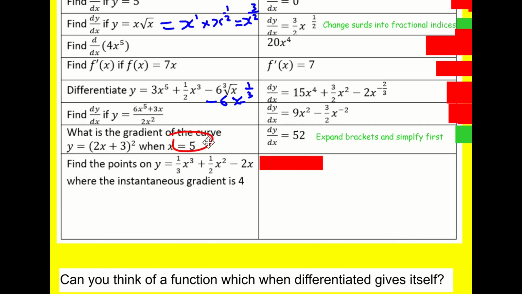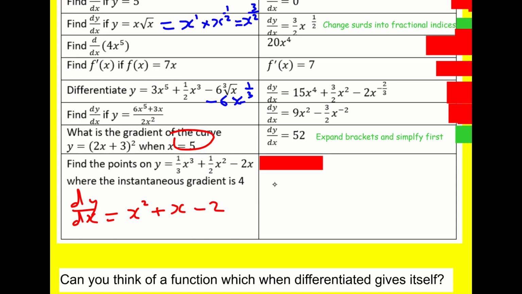Find the points on y equals 1/3 x cubed plus 1/2 x squared minus 2x, where the instantaneous gradient is 4. Well, first of all, we need to differentiate it. We need to find the instantaneous gradient everywhere. So I'm going to do 3 times 1/3, that cancels. I lower the power to x squared. I'm going to do 2 times 1/2, that cancels. I'm just going to be left with x. And then minus 2x becomes minus 2.